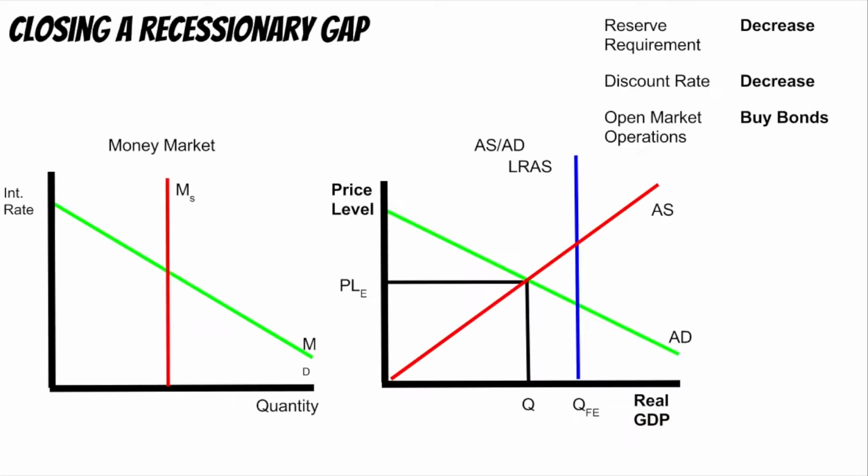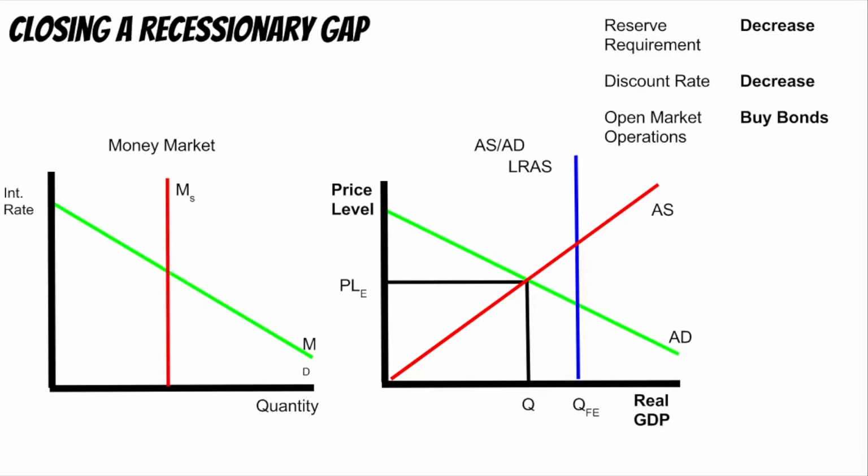Right, so now we're going to go over how monetary policy can close a recessionary gap. So there are three different ways that you can do this. The first would be to decrease the reserve requirement. Second would be to decrease the discount rate. And the last would be to buy bonds.